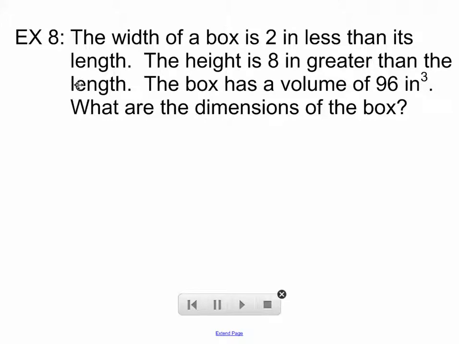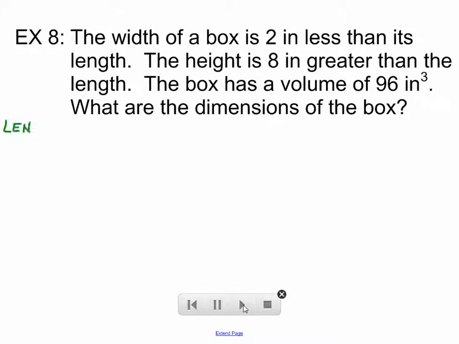All right, another example of complete factorization, and this is how we can use it to solve a real-world problem. The width of a box is 2 inches less than its length. The height is 8 inches greater than the length. The box has a volume of 96 inches cubed. What are the dimensions of the box? A lot of stuff going on here.